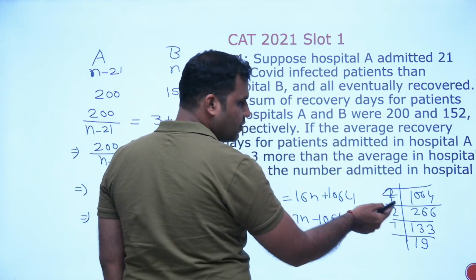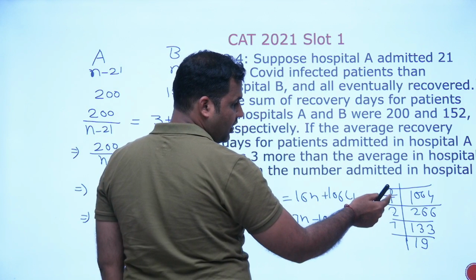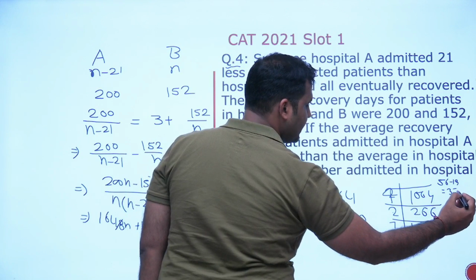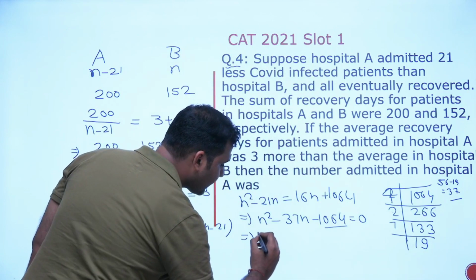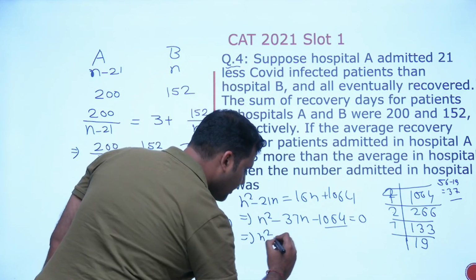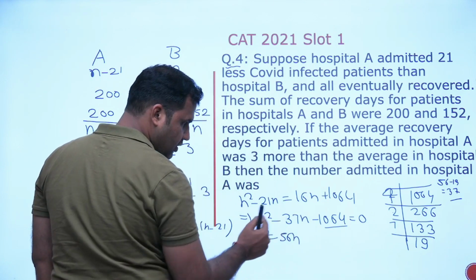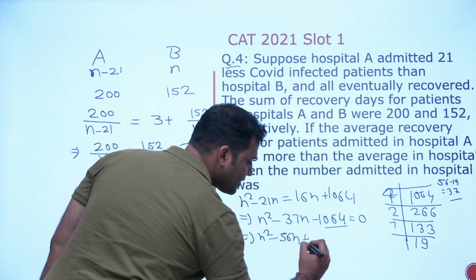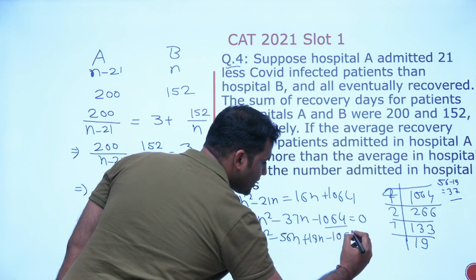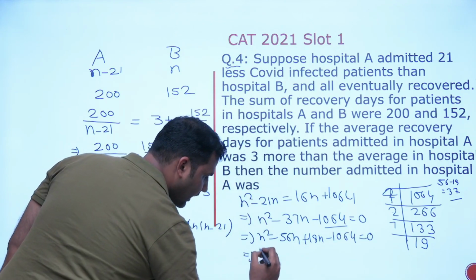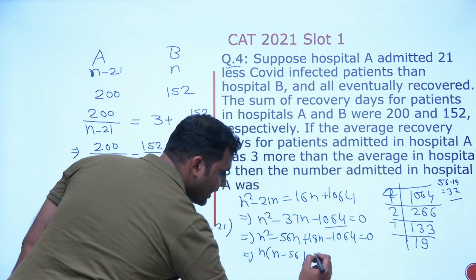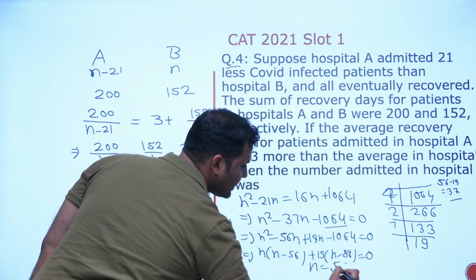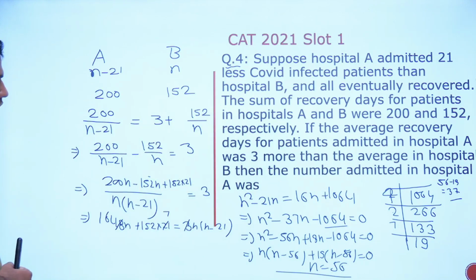You see that 4 into 2 कितना होता है? 8. 8 into 7, 56. और 56 और 19 का difference is 37, which is same as this. So that means इसको factorization करने पे you'll get n square minus 56n. Minus क्यों? Because इन दोनों का product you see कि मुझे minus 1064 चाहिए. Minus 56n plus 19n minus 1064 is equal to 0. N into n minus 56 plus 19 into n minus 56 is equal to 0. So you will get the value of n as 56 here. N का जो value मिलेगा आपको 56 मिलेगा.